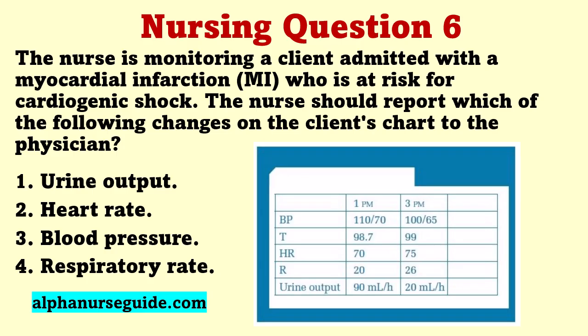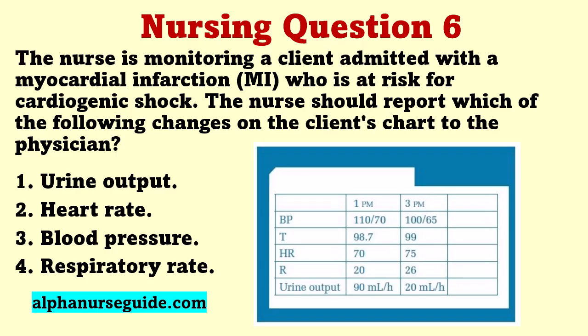The nurse should report which of the following changes on the client's chart to the physician? 1. Urine output. 2. Heart rate. 3. Blood pressure. 4. Respiratory rate. The correct answer is 1. Urine output. Oliguria occurs during cardiogenic shock because there is reduced blood flow to the kidneys.